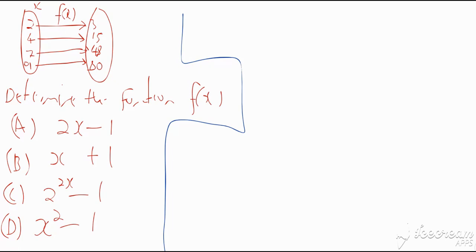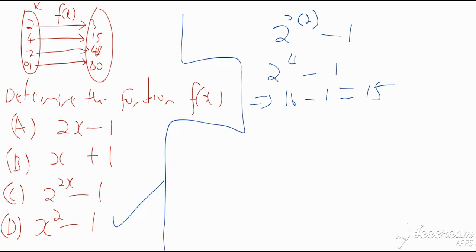Now looking at C, 2 to the 2x minus 1. Let me just write that one. So we're going to have 2 to the 2x. The first thing we have inside there in my domain is 2. So 2 to the 2 times 2 minus 1. That is going to give me 2 to the 4 minus 1. Now 2 to the 4 is actually 16, minus 1, which is equal to 15. Hmm, so it can't be that either. It means that we do not have to try D, because if A, B, and C fail, automatically the answer must be D. You can check just to make sure if you have time, but you don't need to check, because we would have ruled out A, B, and C.